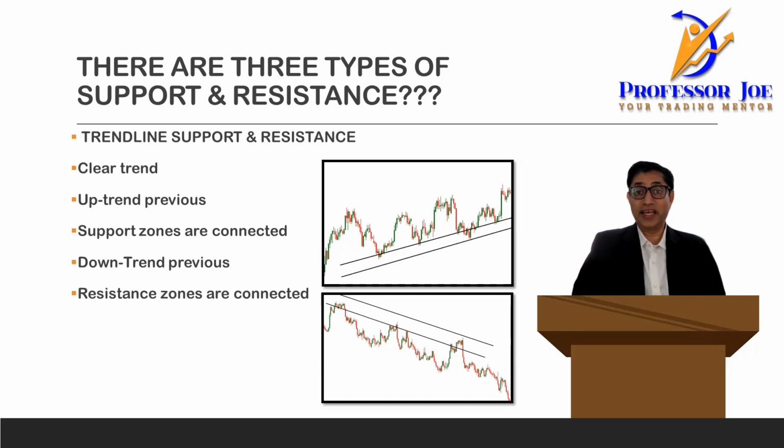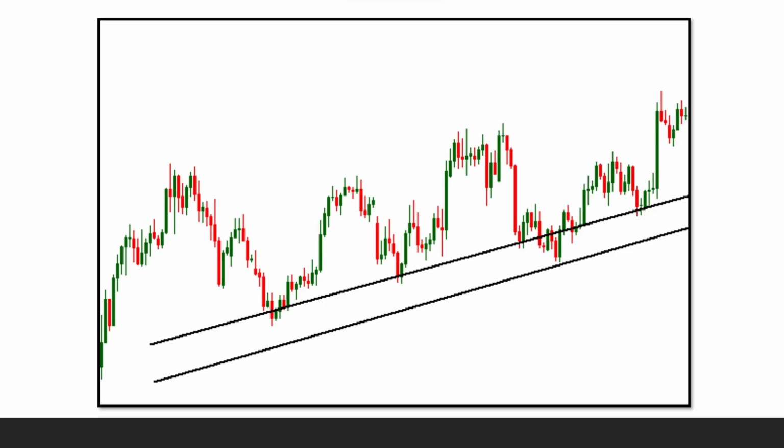That is why, like you can see on the charts, I have drawn two lines, creating a zone for a trend zone. Like you can see on the chart, in an uptrend, there will be a clear trend which can be seen. Like you can see over here, there's a clear uptrend. And then you connect the support zones with two trend lines.